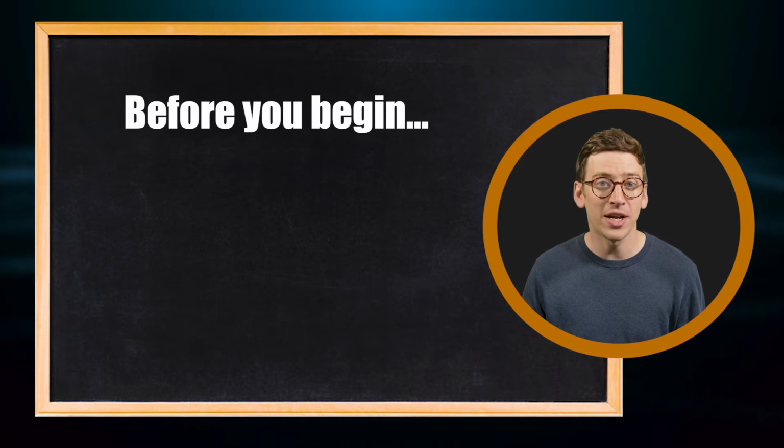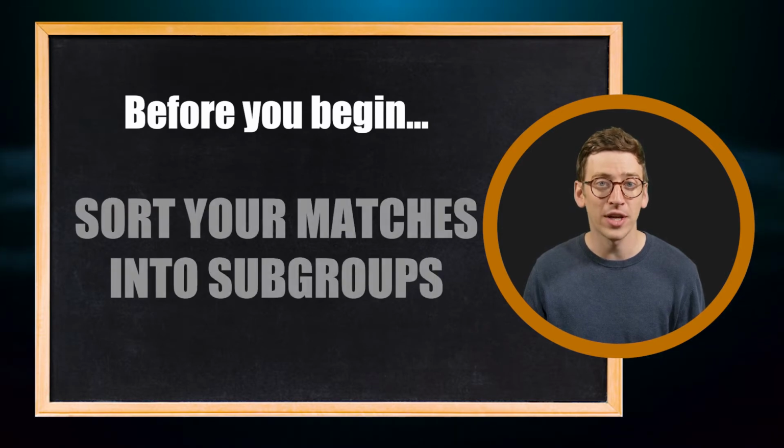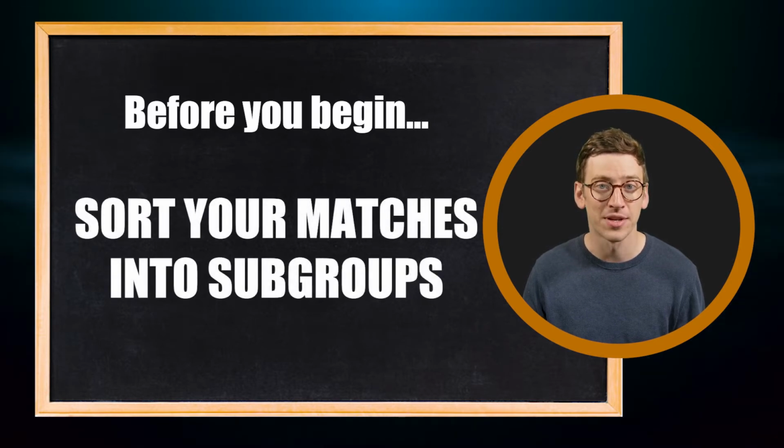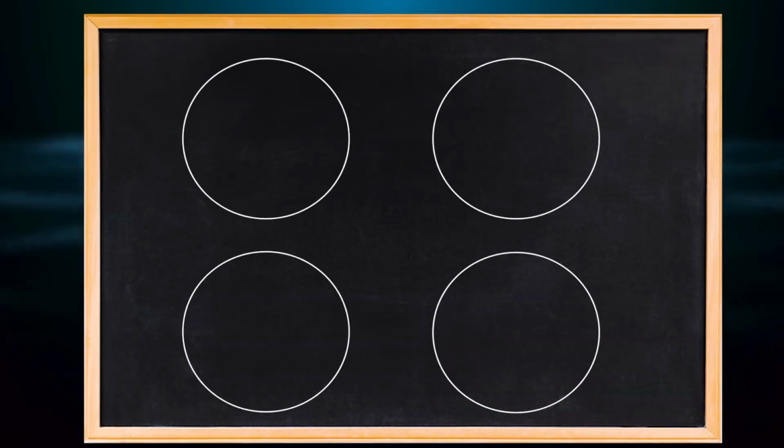Before you can start finding common ancestors, you will need to have sorted your DNA matches into subgroups. If you don't know how to cluster your matches, check out our previous video at the link below. Once you've clustered your matches, you're ready to begin. Let's say you have 4 subgroups of matches. Now 4 is the ideal number, but you don't have to have 4.